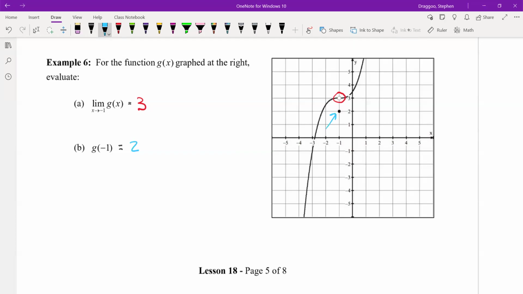As a fun side note, when the limit and the function value do match up, we say that the function is continuous. So this particular graph is not continuous when x is equal to -1, because the function value and the limit value don't line up with each other.